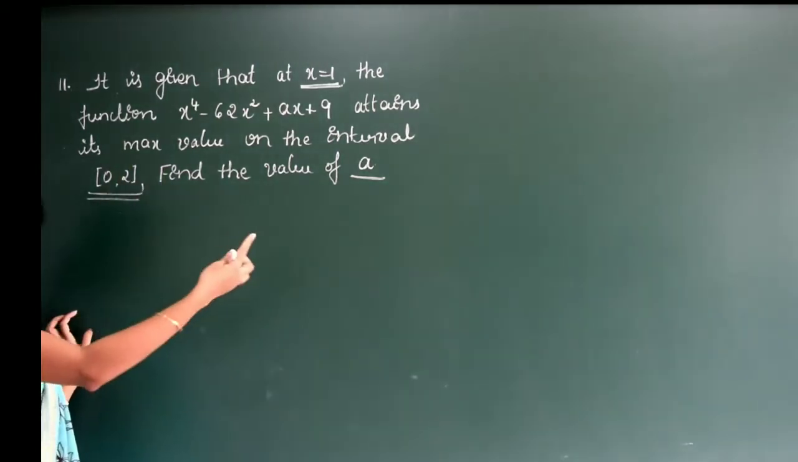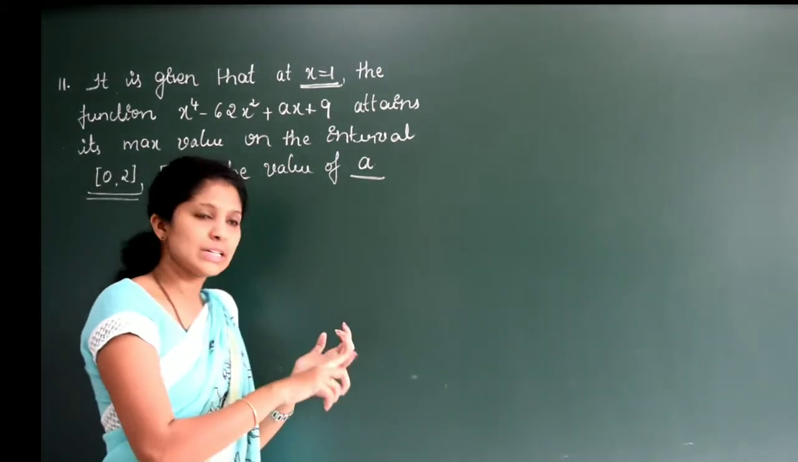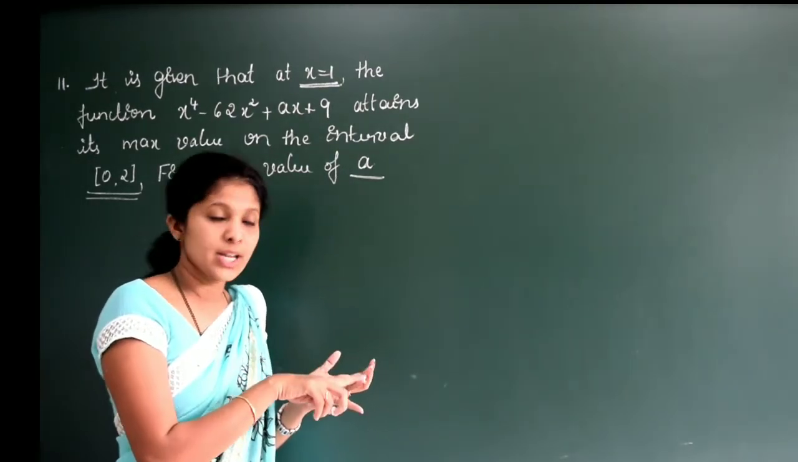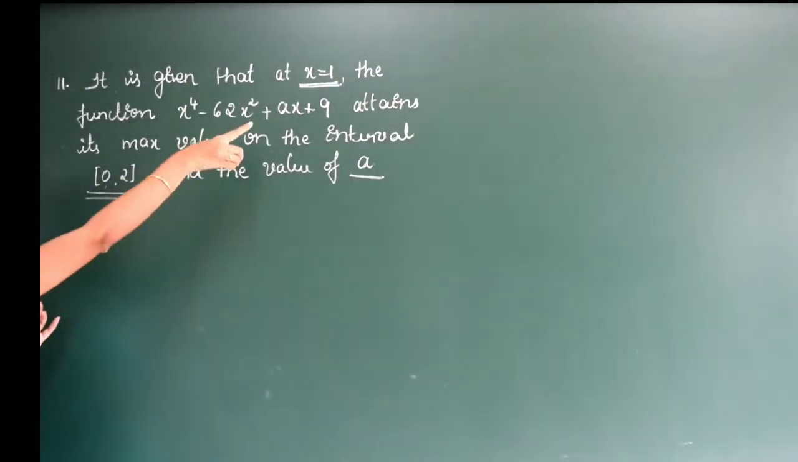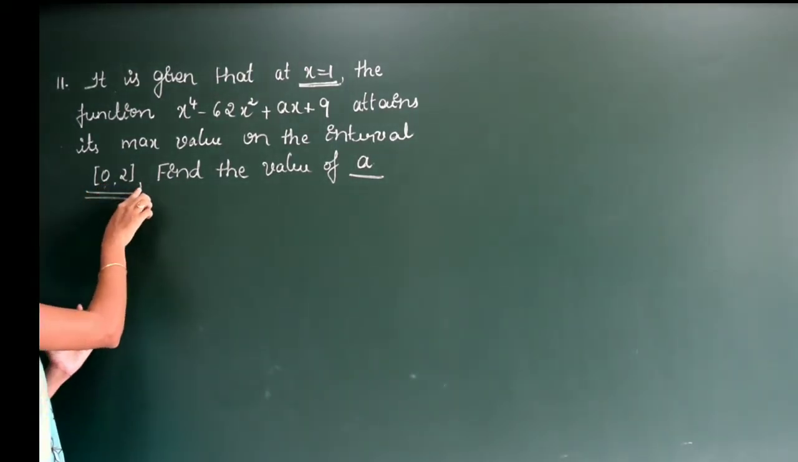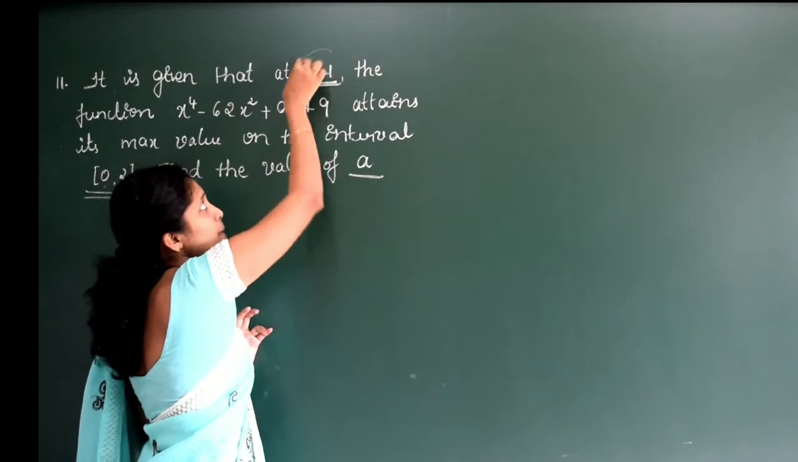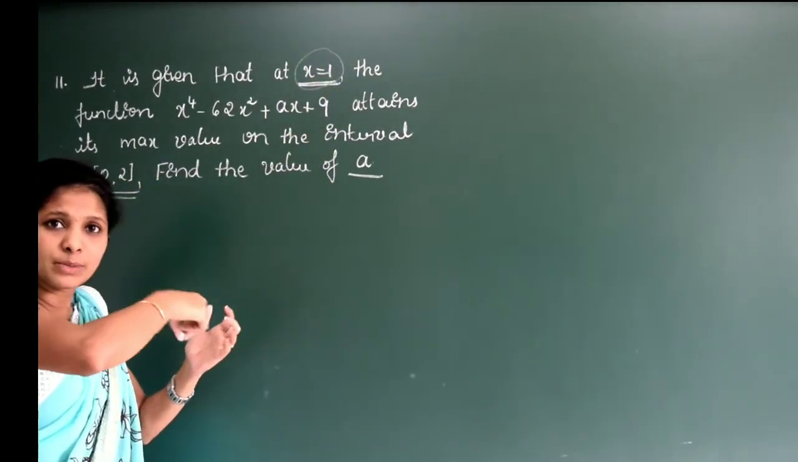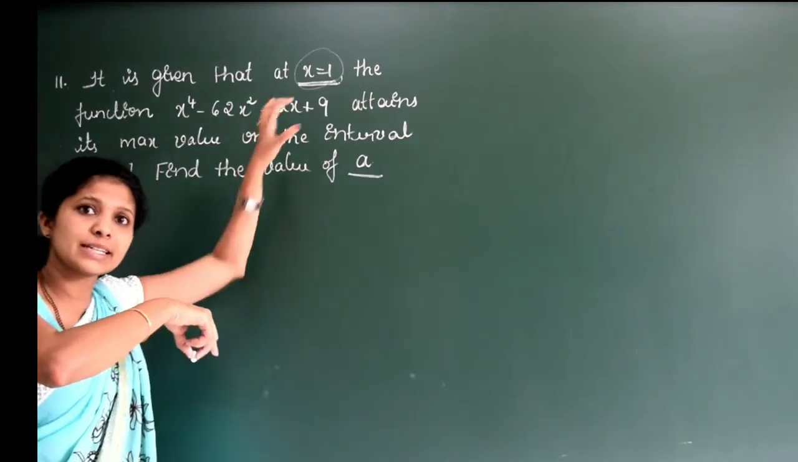To find the maximum value, what we do? Either we will differentiate this and we will substitute the critical point and the end points. This is not the end point, right? x is equal to 1 is not the end point. End points are 0 and 2. That means x is equal to 1 will be the critical point. Is it clear? To find the maximum value or the minimum value, we have to substitute the critical point as well as the end points.